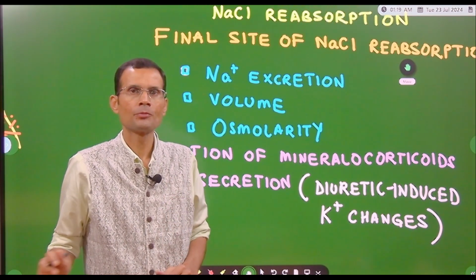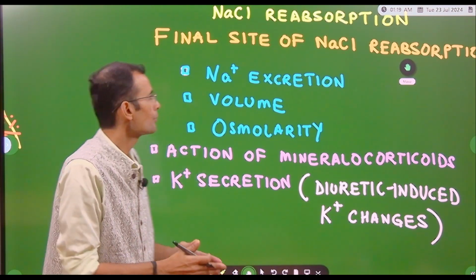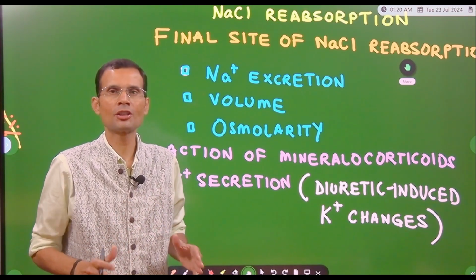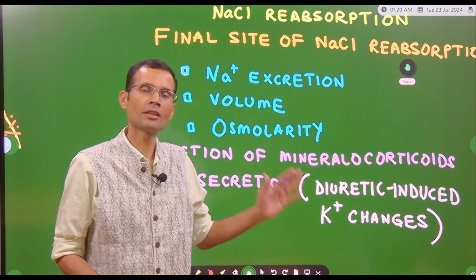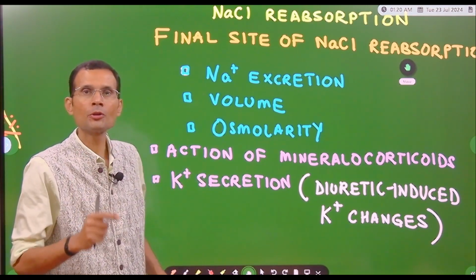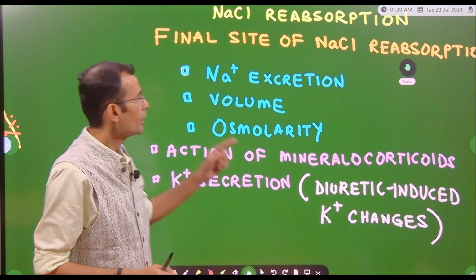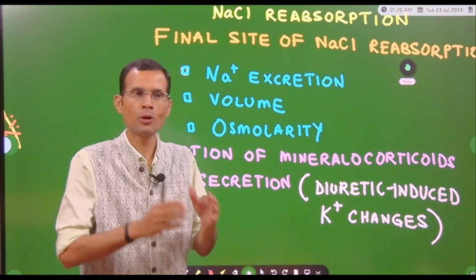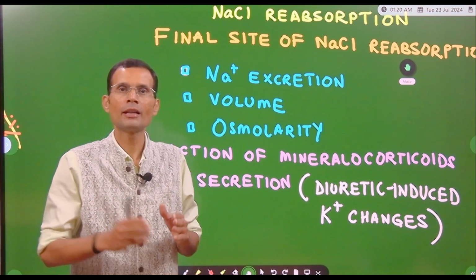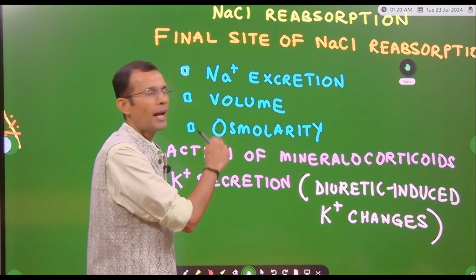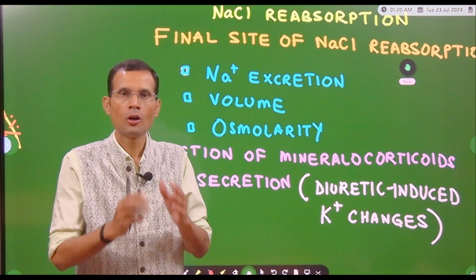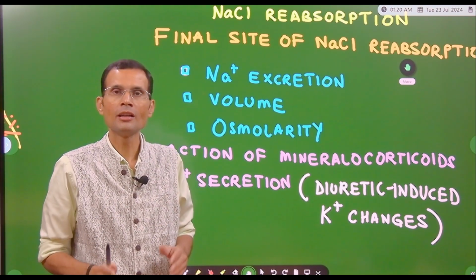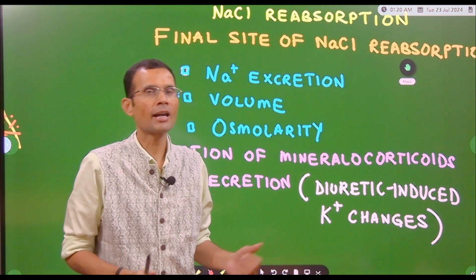Coming to the collecting duct, what all other things happen here? One is sodium excretion. As I mentioned just now, final sodium excretion into the urine is determined at the collecting duct. Then circulating plasma volume. Yes, they cause loss of water into the urine, and therefore plasma volume is going to decrease. So how much plasma water is lost is finally decided in the collecting duct. And third, osmolarity. Osmolarity of the urine, and thereby the plasma osmolarity, is determined at the collecting duct, along with the movement of ions.